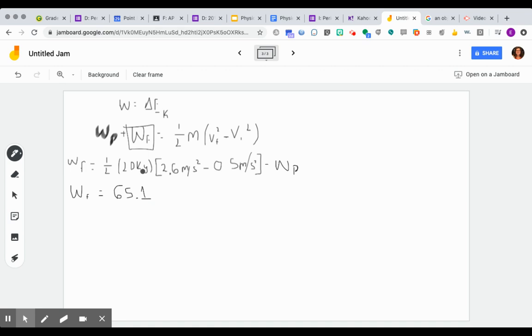If I have kilograms meters squared per second squared, what are my units? 65.1. Joules. Good. Okay, and then we still have to subtract the work done by the applied force P.